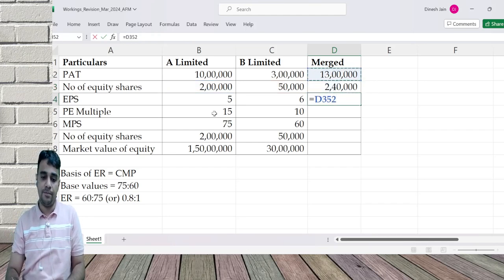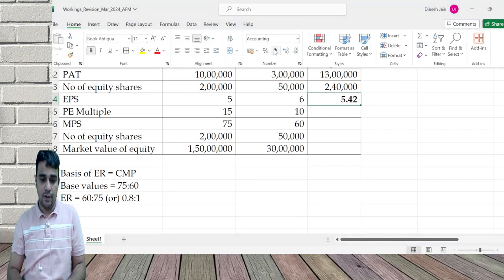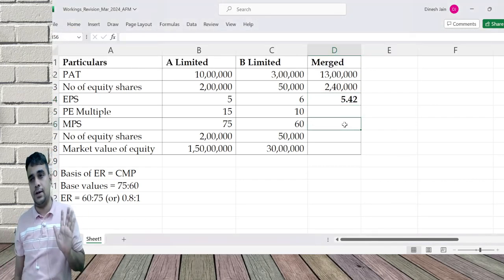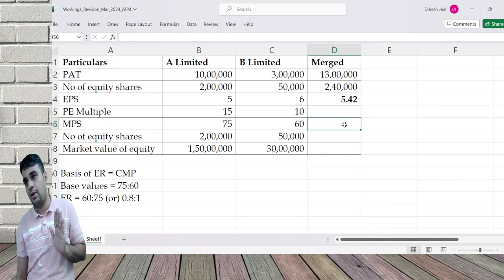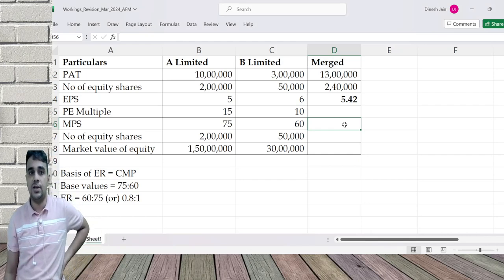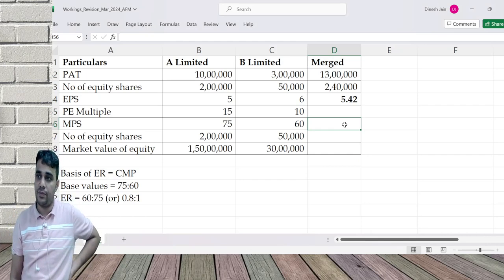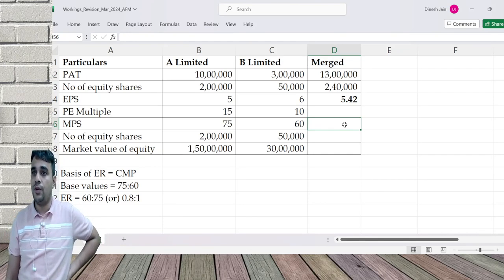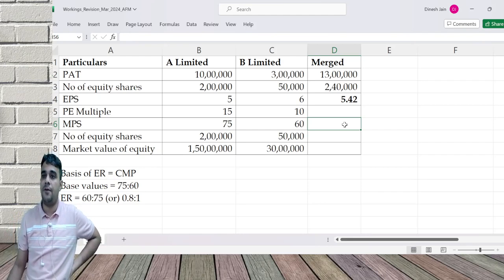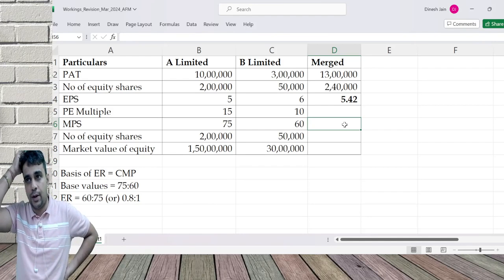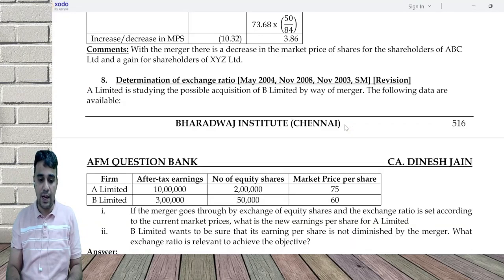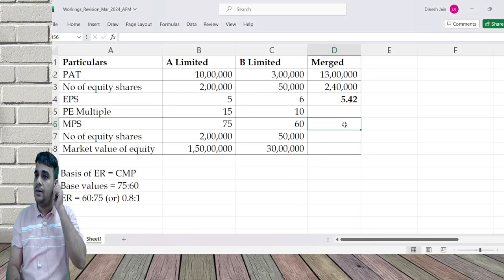EPS is 5.42. I end it here. That's all. I'm not doing anything beyond this 5.42. My EPS after merger is 5.42. That was the requirement of the question. The question just wanted us to calculate the EPS after the merger, which is done. Any doubts?